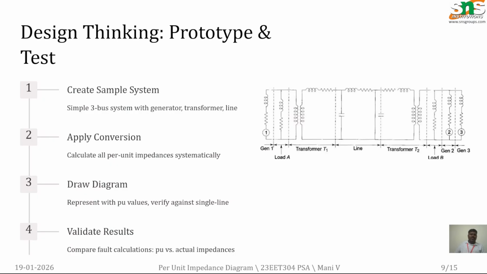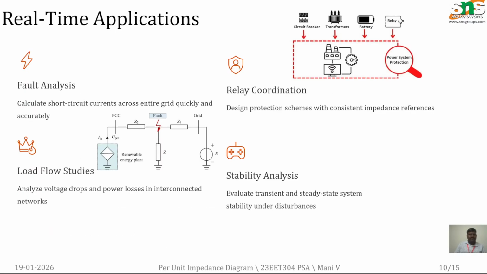At the time of the prototype or execution, these are the steps we mainly focus on. We have to create and assemble the system, which may consist of generator, transformer, transmission line, loads, etc. Then we apply the conversion, calculate the new per unit impedance, draw the impedance diagram, and compare the fault calculations with the actual impedances.